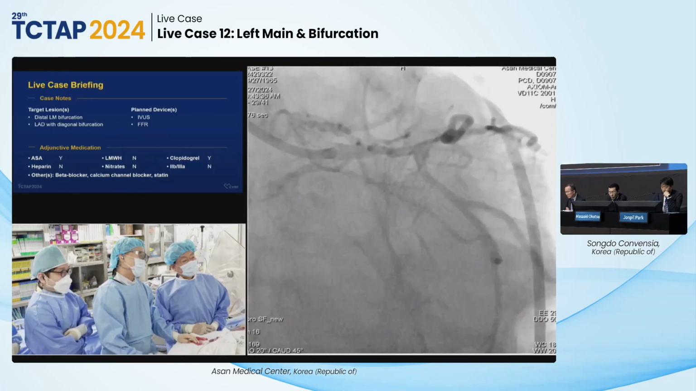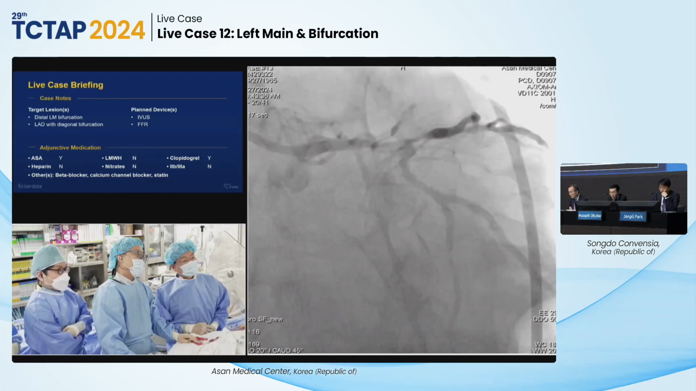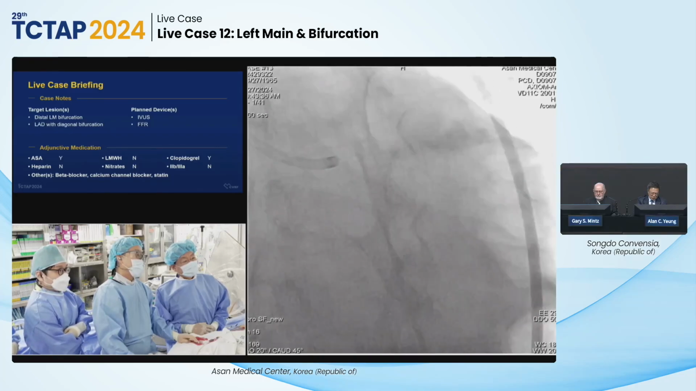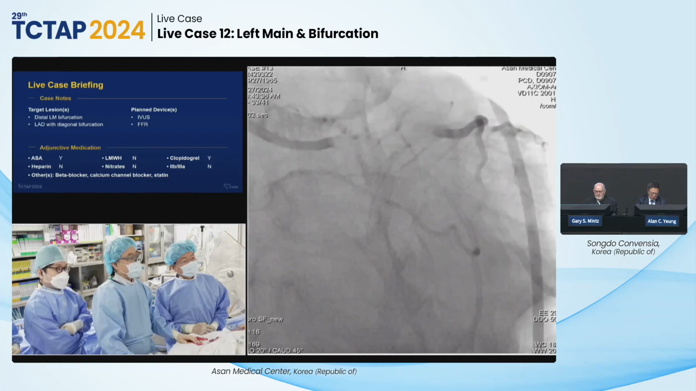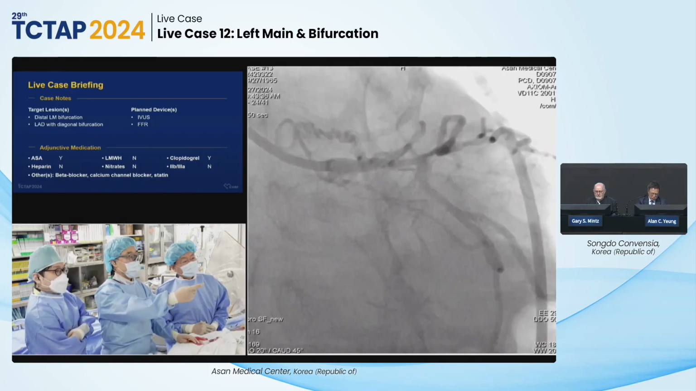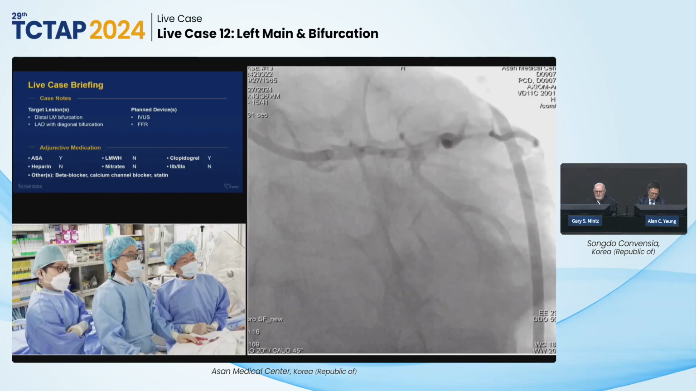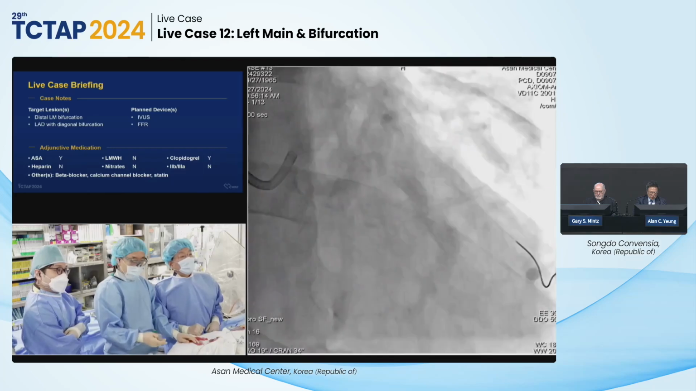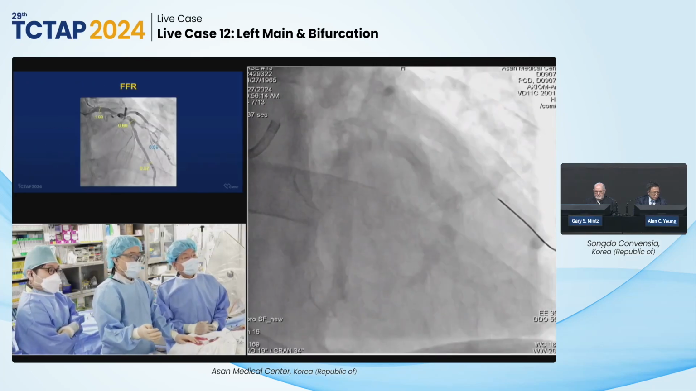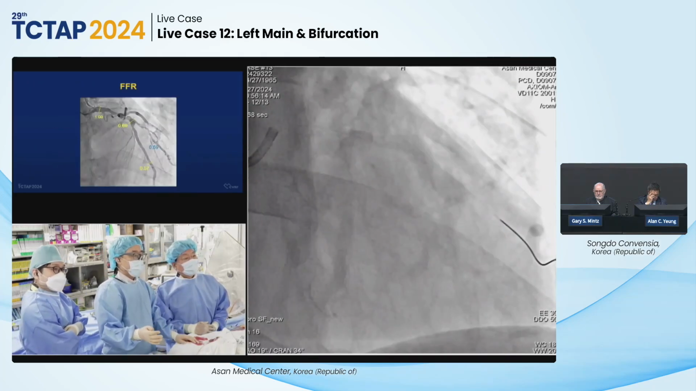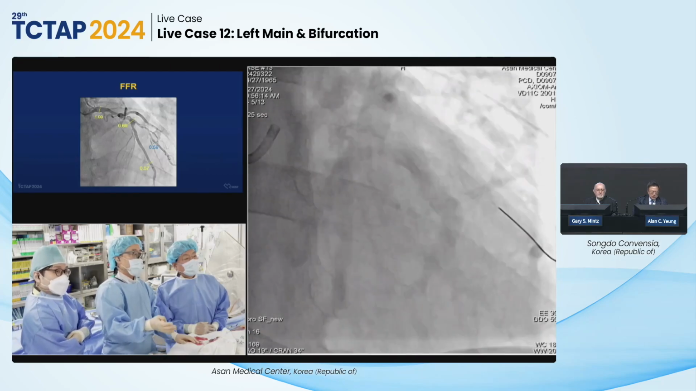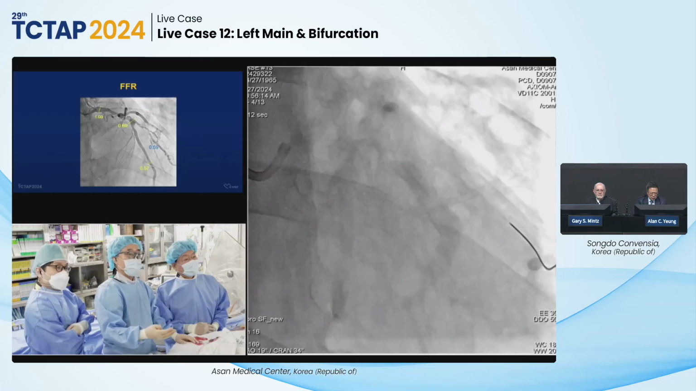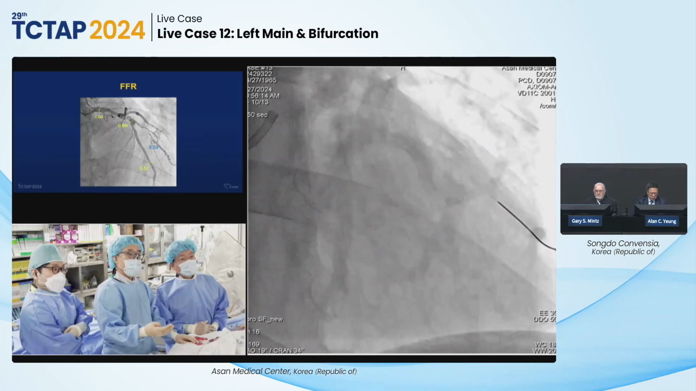And this is the AP caudal view. You can see the distal left main, and from the main shaft there is a significant stenosis, and the ostium is okay. And next. So, this patient, for the left main disease, was enrolled in the FAME main trial with randomization. This patient is randomized to the FFR group, and we also measured the FFR.